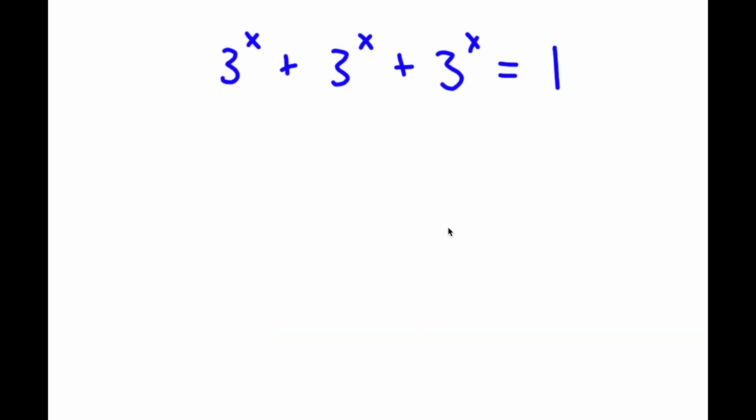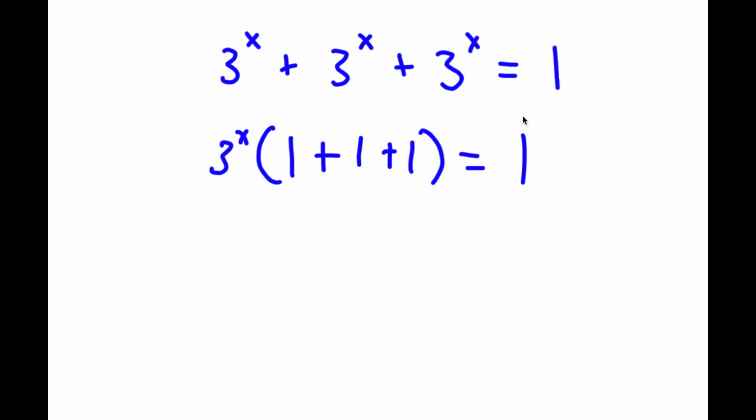Alright, so for this problem, I have 3 to the power of x plus 3 to the power of x plus 3 to the power of x is equal to 1. So to solve this, what I'm first going to do is, from my left-hand side, factor out 3 to the power of x. So now I have 3 to the power of x times, now 3 to the power of x divided by 3 to the power of x is 1, so I have 3 to the power of x times 1 plus 1 plus 1. This is equal to 1.